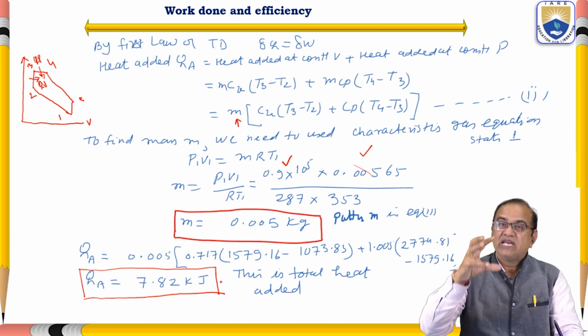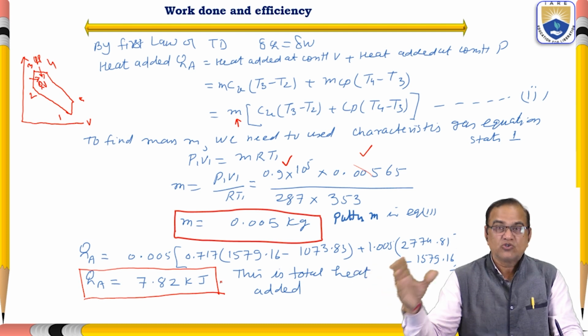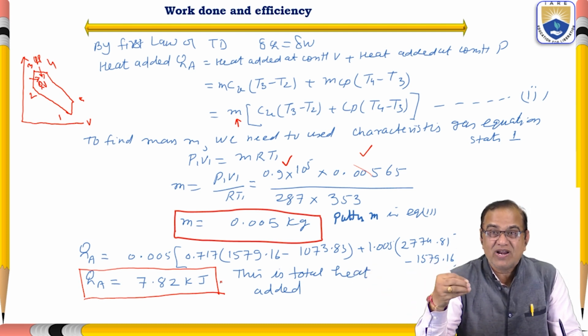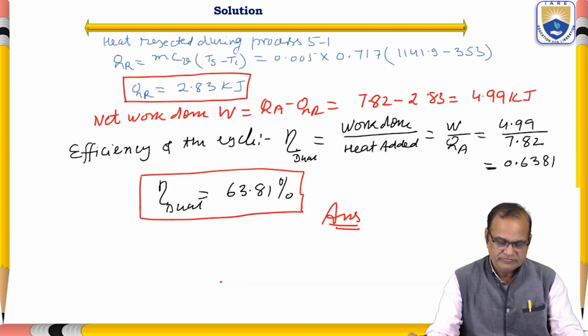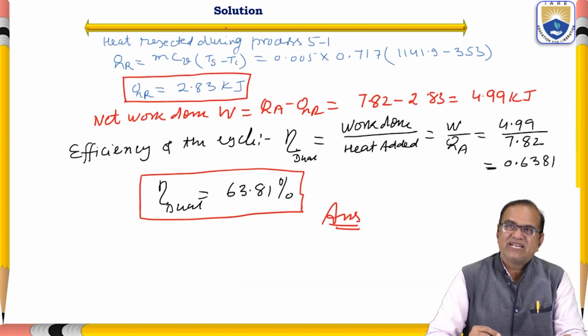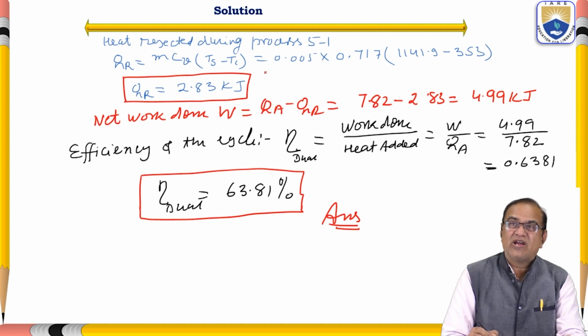So net work done is QA minus QR. So we have to find out next how much heat is rejected. That is the QR. So heat rejected during the process phi1 is QR is equal to MCV (T5 minus T1). So what is the T5 and what is the T1?